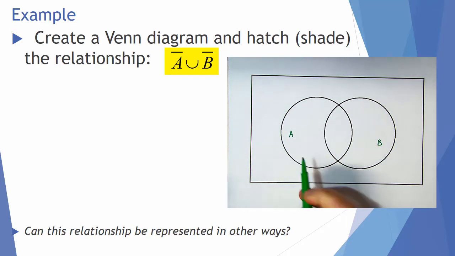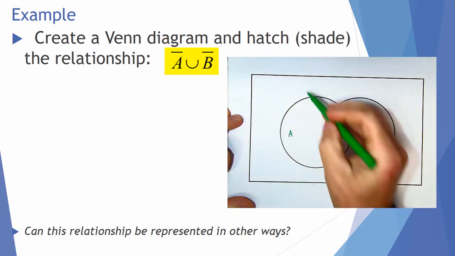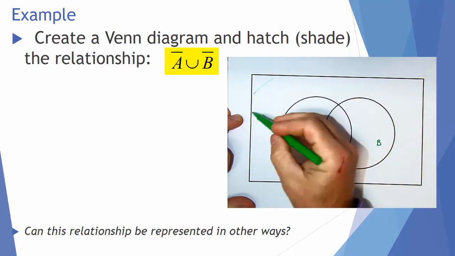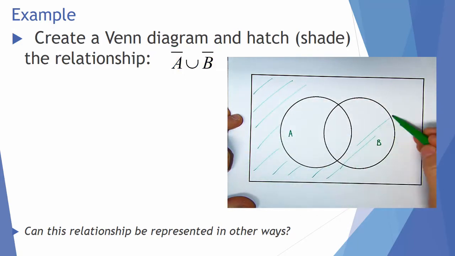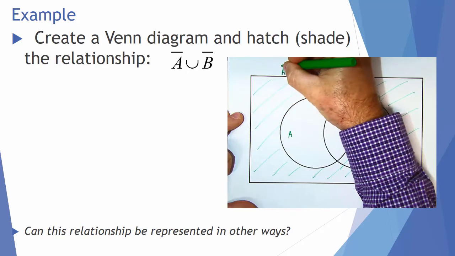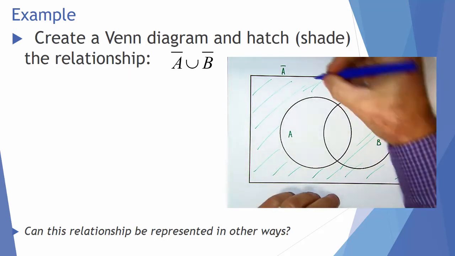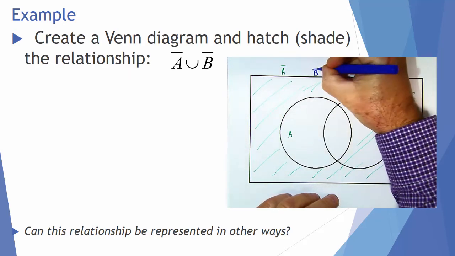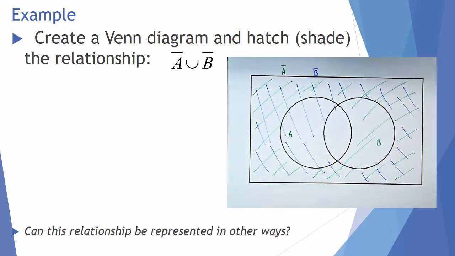Now, we want to shade the region that's represented by the complement of A union the complement of B. So if this is set A, then it's fair to say that this region, everything outside of A is going to be the complement of A. So I'm going to shade that in, and we're going to stay outside of A. And so I've used green to represent the complement of A. Now I'll use blue to represent the complement of B. And so that will be the region that is completely outside of set B.